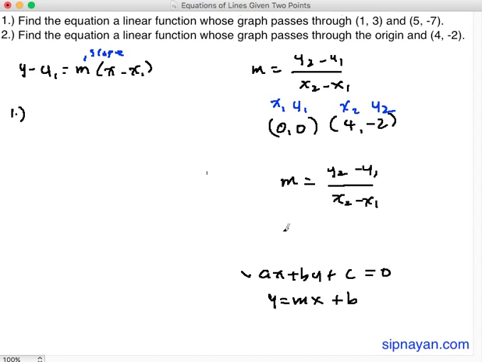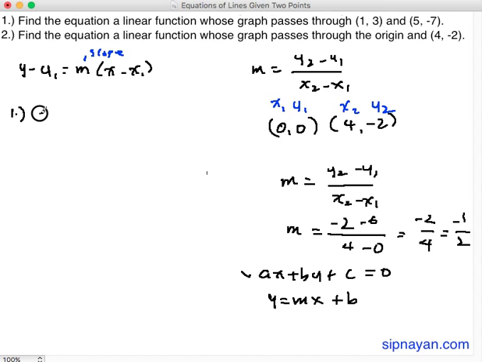So, y sub 2 minus, yung y sub 2 natin is negative 2 minus 0, y sub 1, over, we have x sub 2, 4 minus 0, magiging negative 2 over 4. Or, by lowest term, magiging negative 1 half. Yun yung m natin.